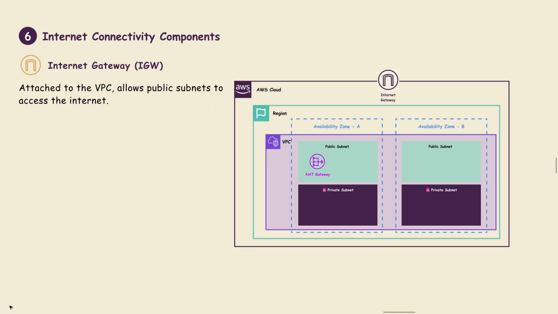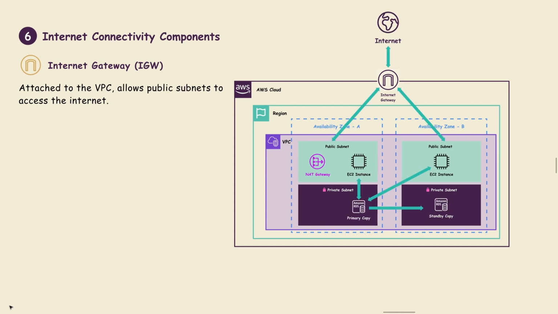It acts as the bridge between your VPC network and the public internet. When a subnet has a route pointing to the Internet Gateway, it becomes a public subnet. This allows resources inside that subnet to receive inbound traffic from the internet and send outbound traffic to the internet. Typical resources using an Internet Gateway include load balancers, Bastion hosts, and public-facing EC2 instances. The key idea is simple. The Internet Gateway enables direct internet connectivity.